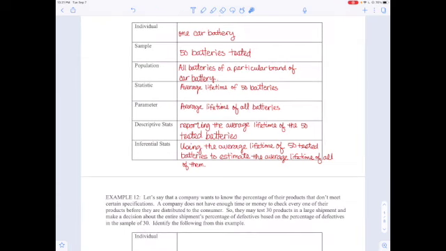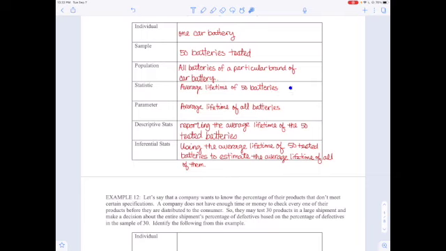Then descriptive statistics is reporting the average lifetime of the 50 tested batteries. And then inferential statistics is using the average lifetime of the 50 tested batteries to estimate the average lifetime of all the car batteries. Notice the difference. The sample is just testing it. And then statistics is what happened, how do you calculate that data? So with 50 batteries tested, one could be 3 weeks, the other one could be 4 weeks, the other one could be 3.75, all those numbers.